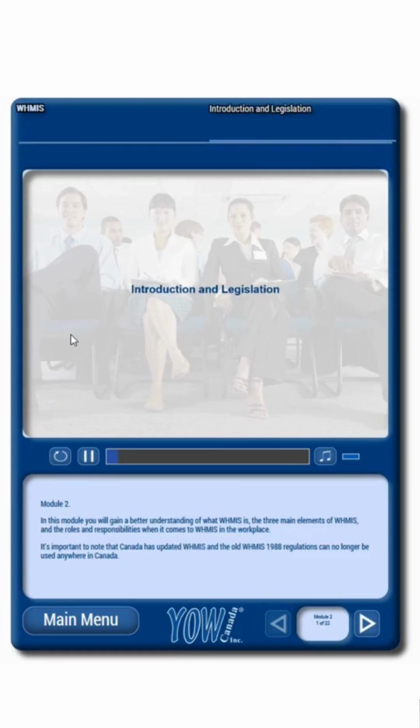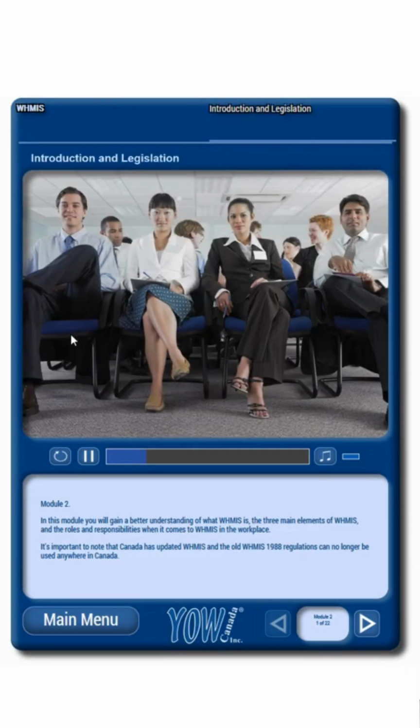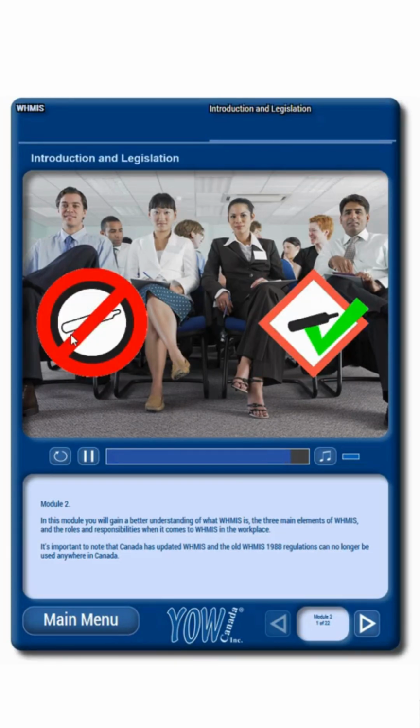Introduction and Legislation. Module 2. In this module, you will gain a better understanding of what WHMIS is, the three main elements of WHMIS, and the roles and responsibilities when it comes to WHMIS in the workplace. It's important to note that Canada has updated WHMIS, and the old WHMIS 1988 regulations can no longer be used anywhere in Canada.